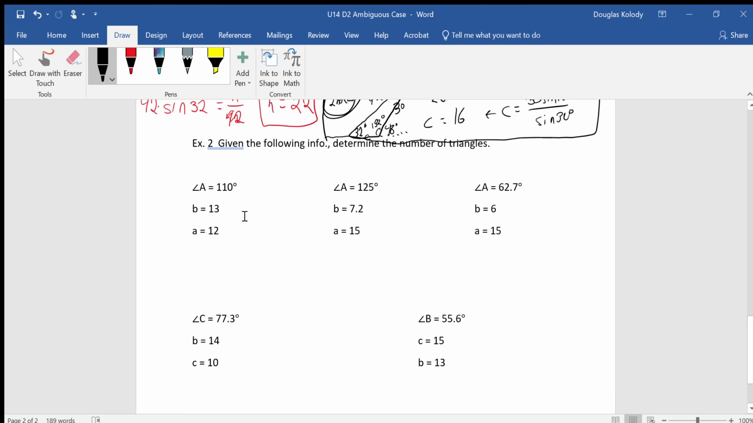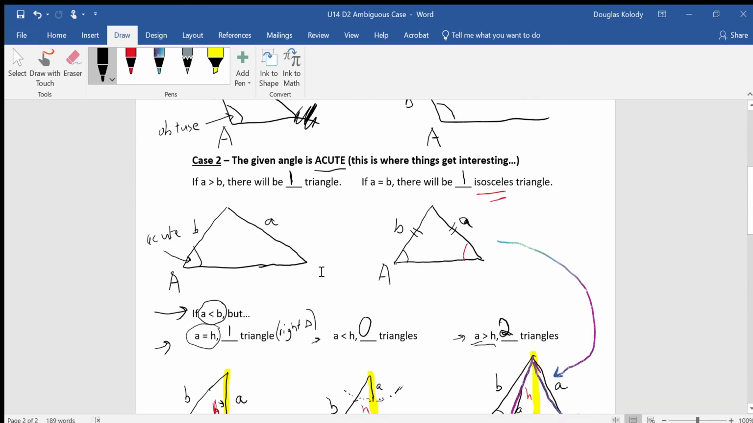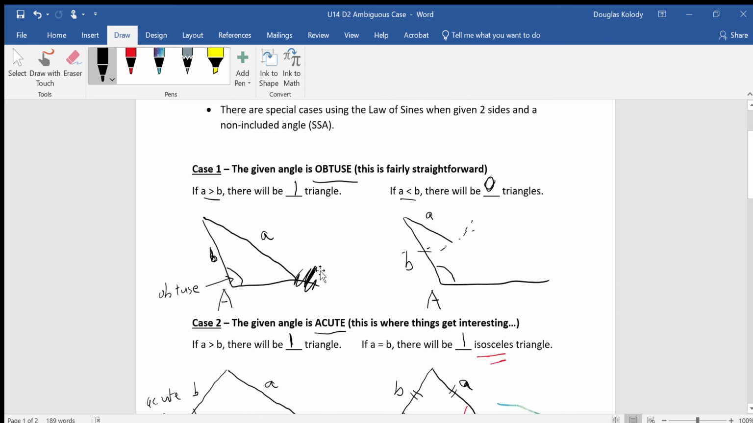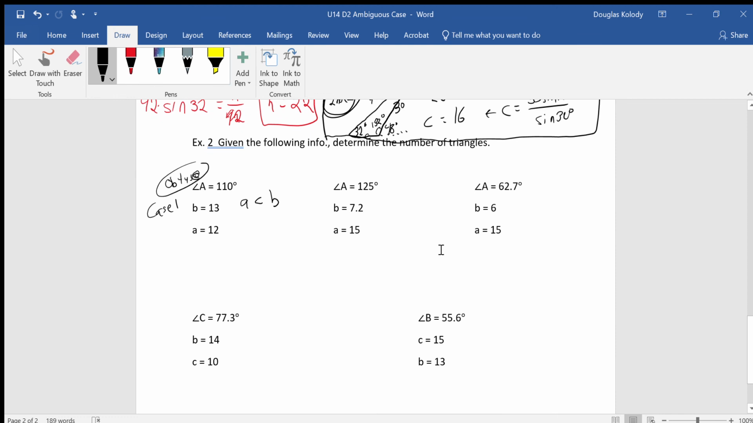Given the following info, determine the number of triangles. So this is obtuse angle. Let's just go through this. This is how you can handle your homework. It's obtuse, so that's case number 1. And if it's case number 1 and A is less than B, just consult your notes. There will be no triangles. So 0 triangles.